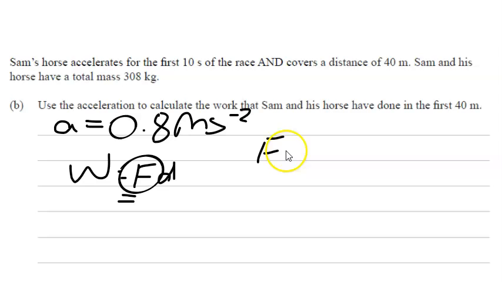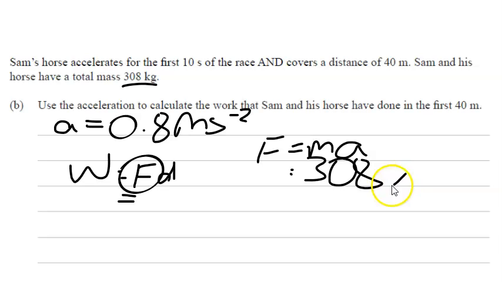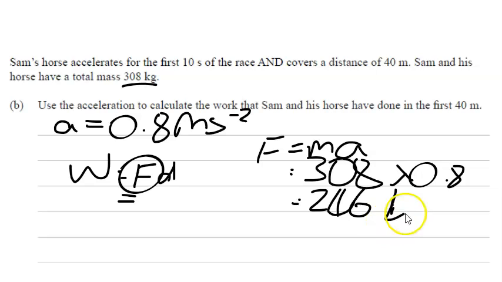So force, we can look at our formula sheet that we're given at the start of the exam. Force equals mass times acceleration. We know the acceleration and we know the mass of Sam and Sam's horse. So we just need to enter these values in here. So we've got 308 times 0.8 equals 246.4. And that's newtons, and then the distance is 40 meters.